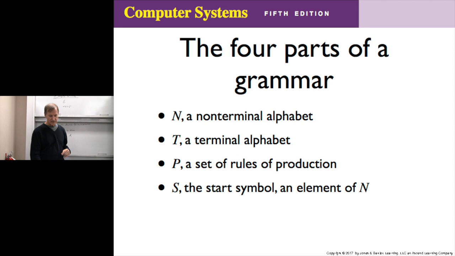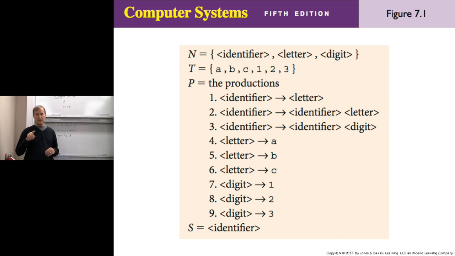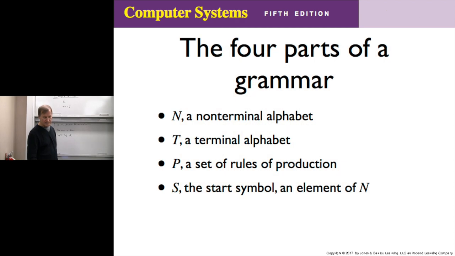What was T? Let's go back here. What was T? A terminal alphabet. So what are the characters in the terminal alphabet? A, B, C, 1, 2, 3. So the terminal characters are the characters that you actually see in a sentence in the language. Are we good? Those are the terminal alphabets. And what was the third one? P, which is a set of what? Rules of production. So these are the productions.